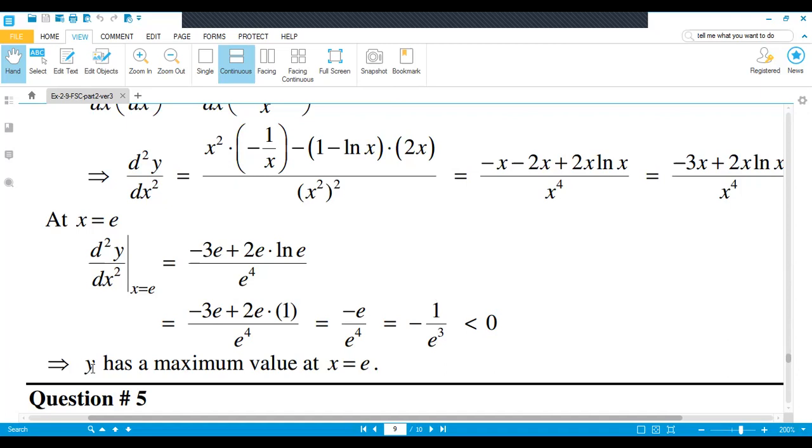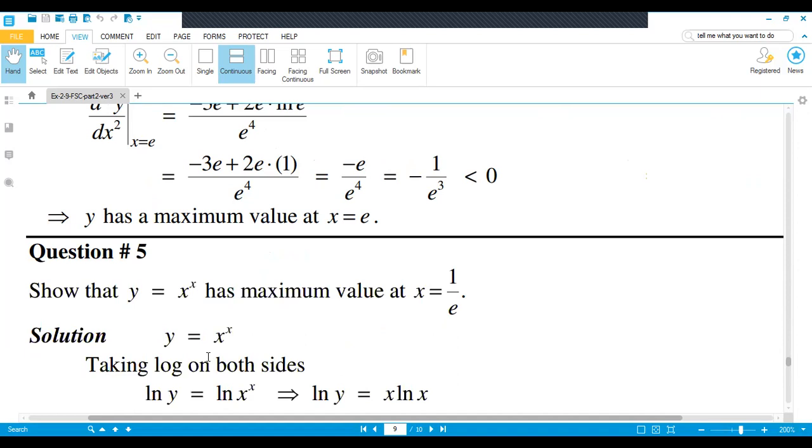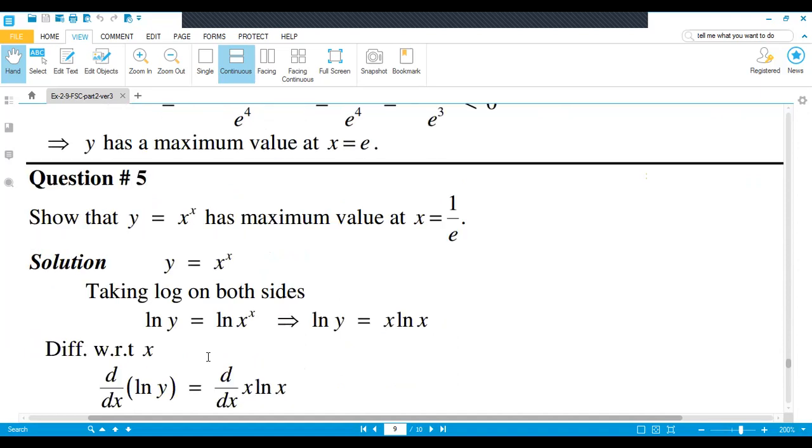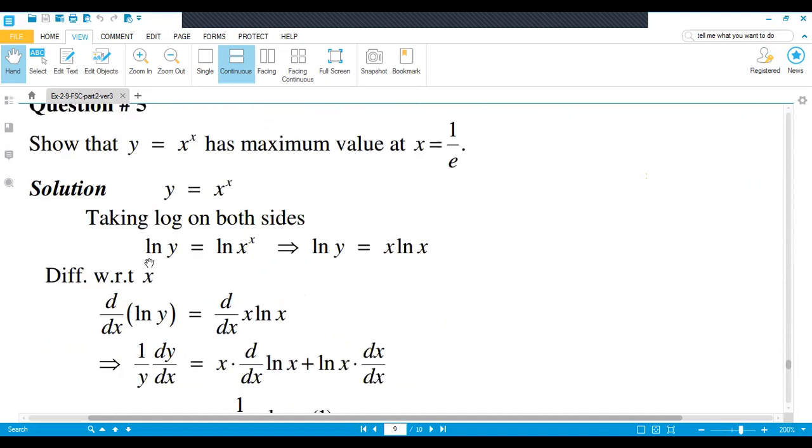So x is equal to e, the given function, we already proved that it is maximum. Now come to the next question, question number 5. Show that y is equal to x power x has maximum value at x is equal to 1 over e. Again, you have to prove that the given function is maximum, meaning that when you put the stationary point in the double derivative, you will get less than 0, which proves that the given function has a maximum value.